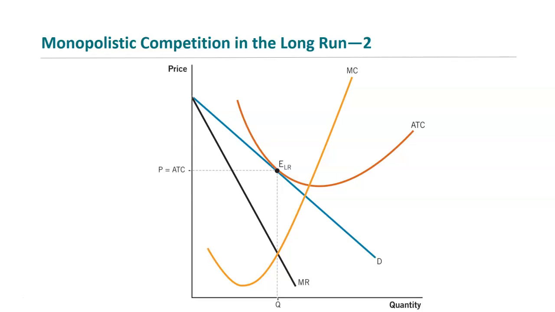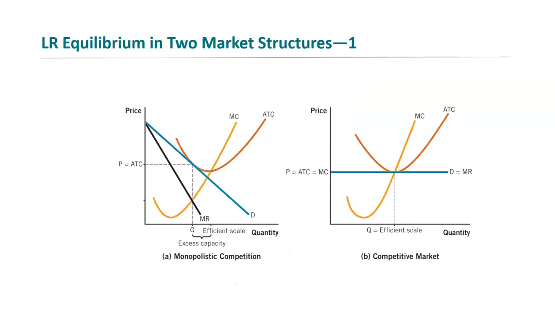Remember, this was very similar to what happened in perfectly competitive markets in the long run. The supply curve shifts until economic profits are zero in the long run. Let's look a little closer at that relationship. So here we see on the left a monopolistically competitive firm in the long run, and on the right a competitive firm in the long run.